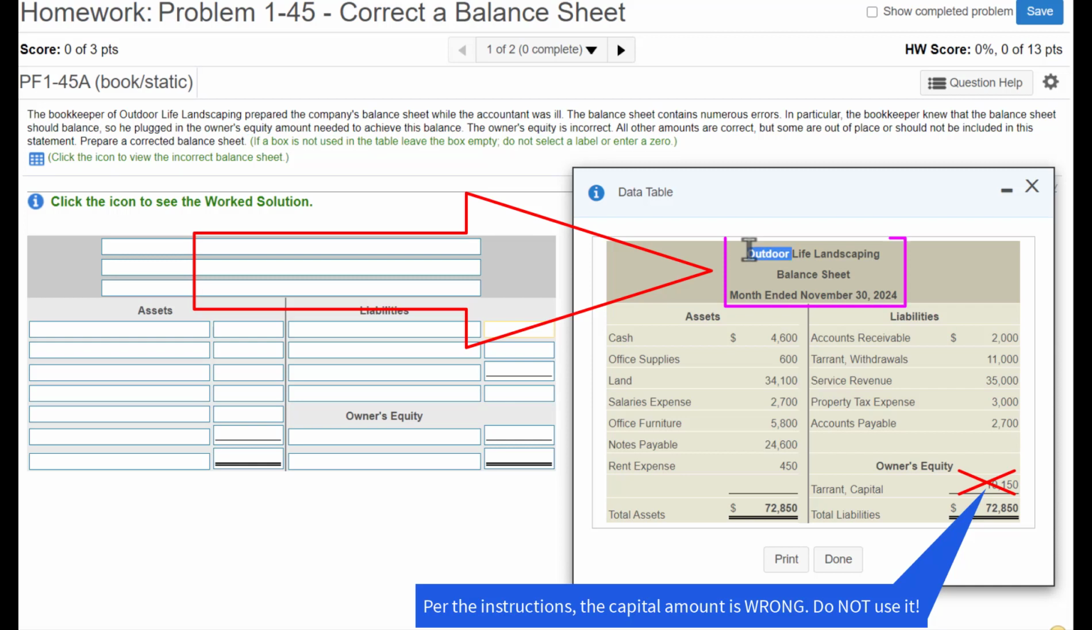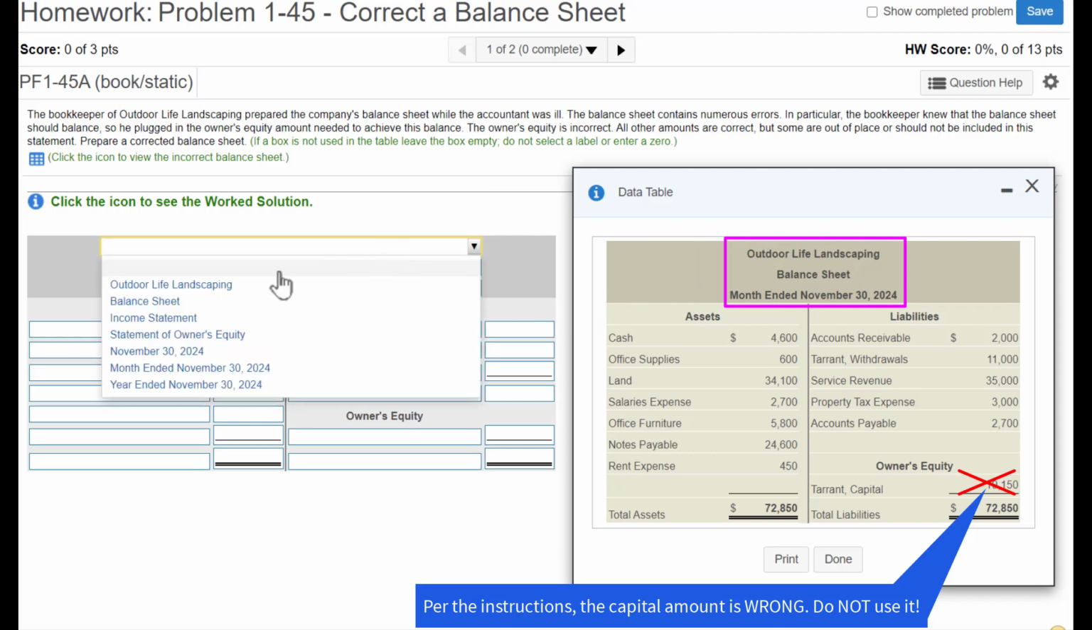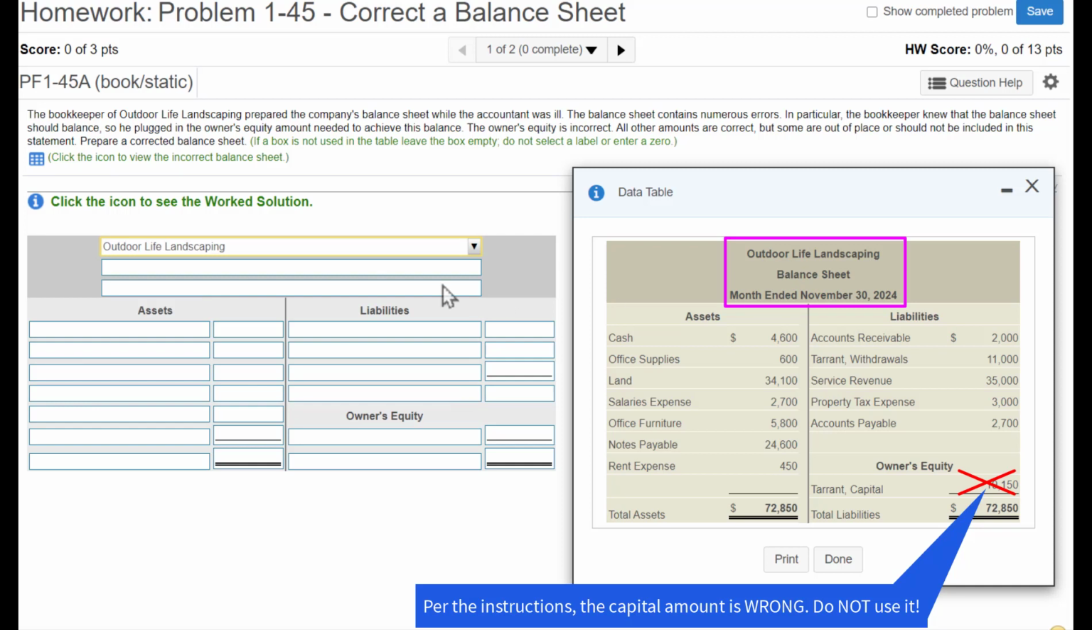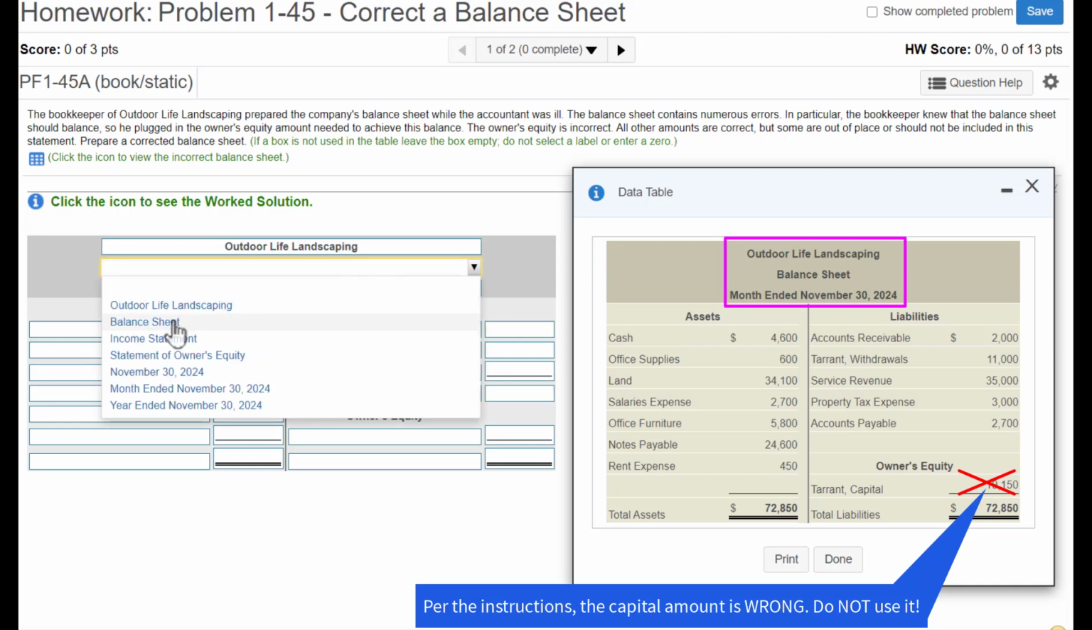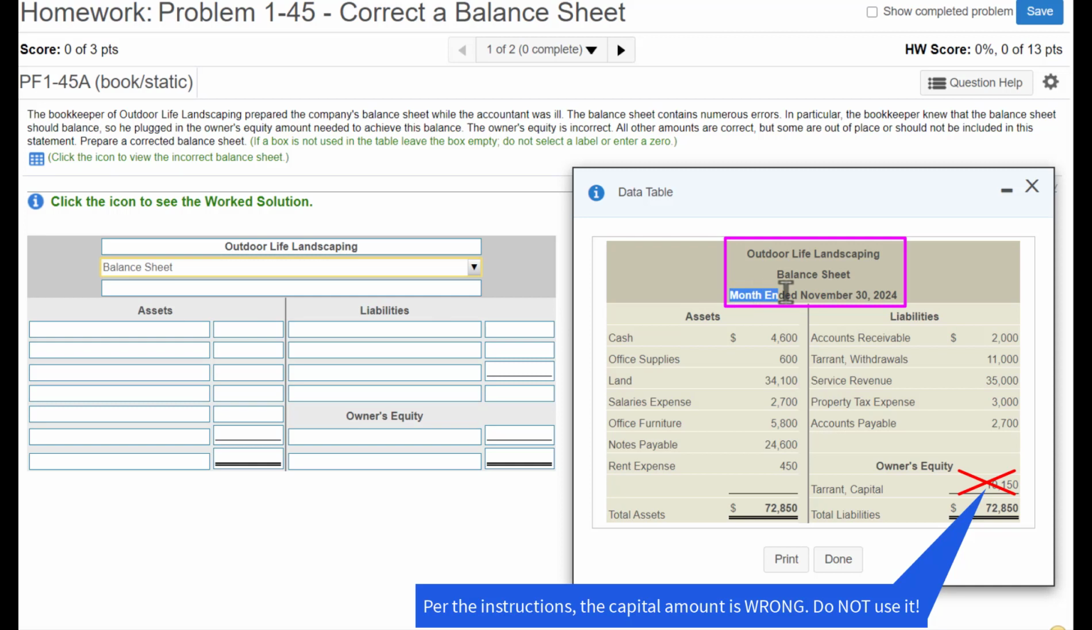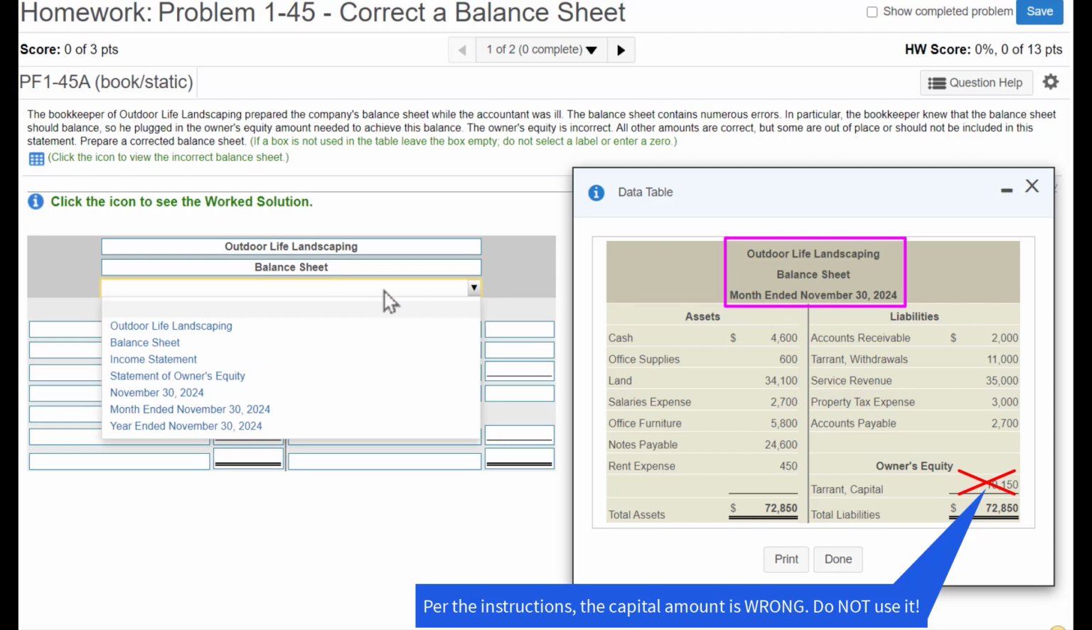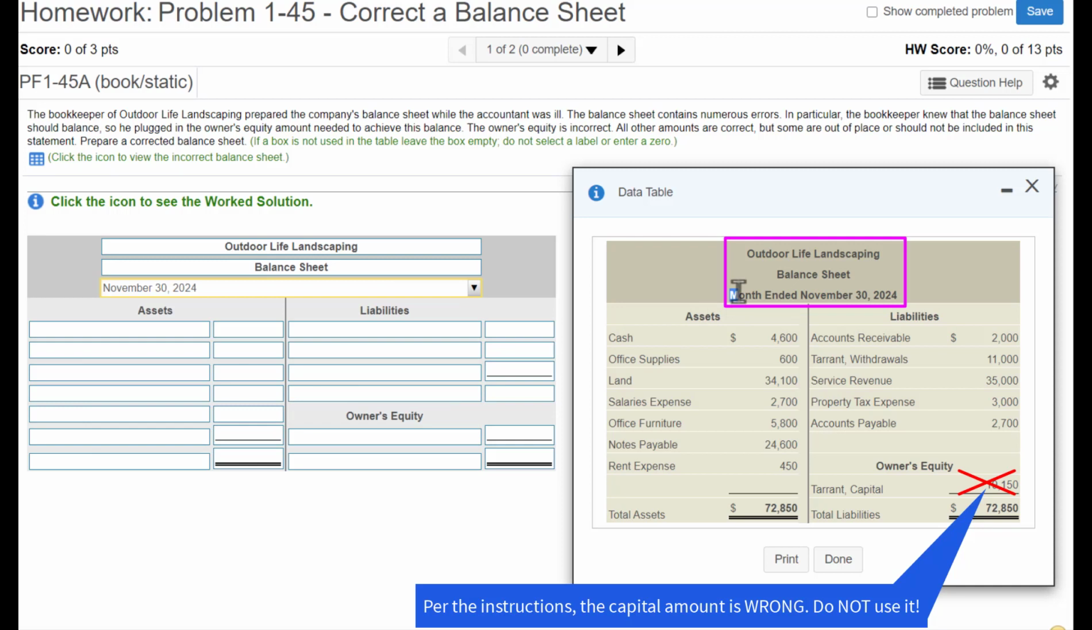Let's look at the 3-line heading. Outdoor Life, balance sheet, month ended. So is the 3-line heading correct? Well, the top line is always the name of the company, and the second line is always the name of the statement. But how about this? Is this correct? No. This should be a single day, November 30th, 2024. This says for the whole month of November. By saying month ended November 30th, they're saying for the whole month of November. So that's wrong. Since these are balances, it has to be a single day.